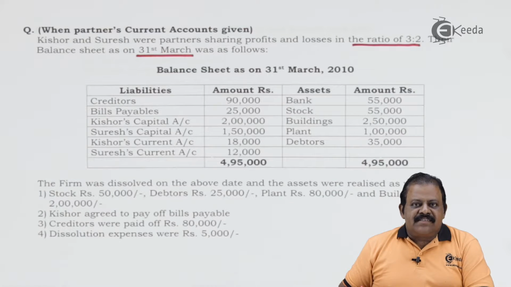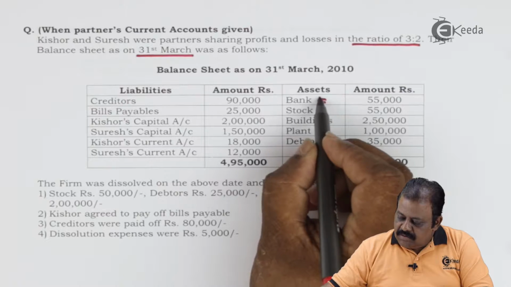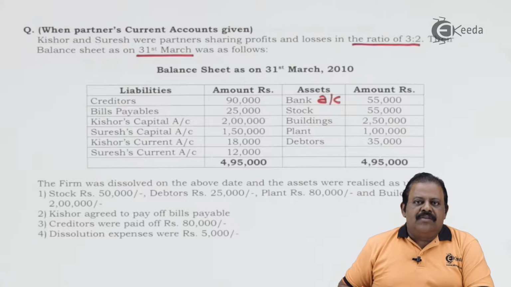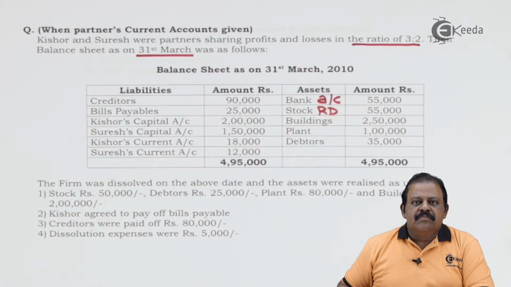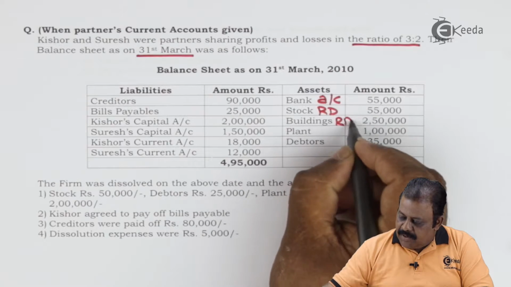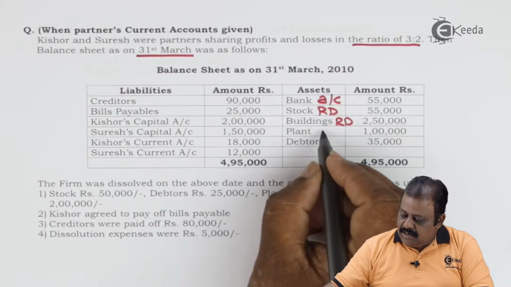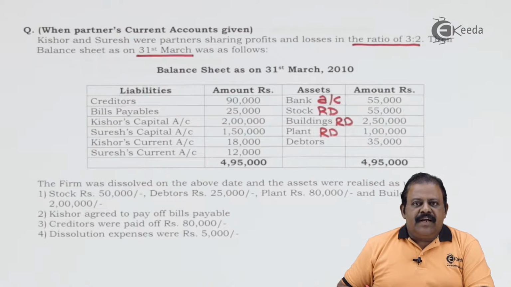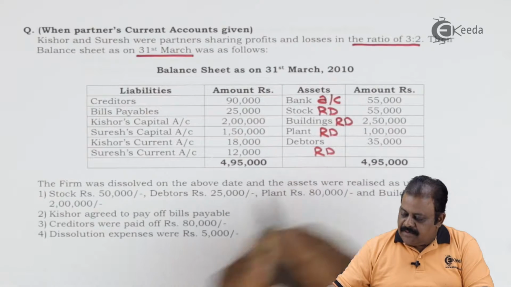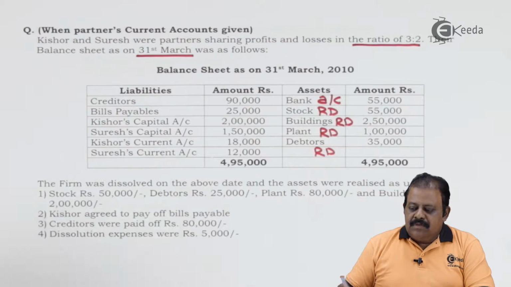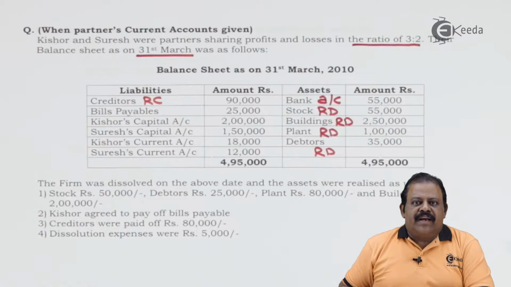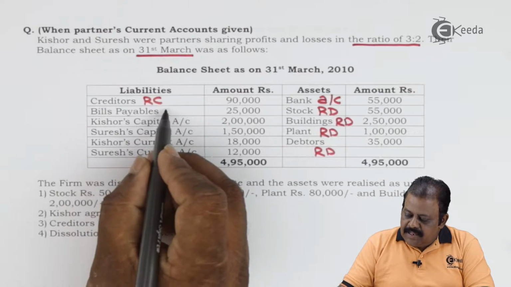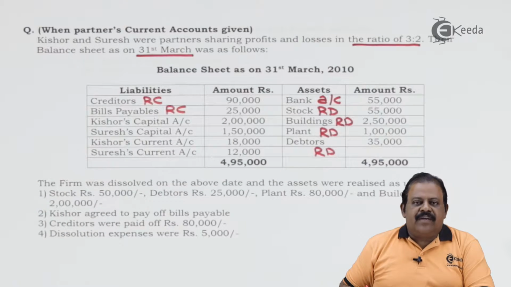Let us go through the asset side. Bank account, it will be transferred to the bank account debit side to balance brought down. Stock, realization account debit. Building, realization account debit. Plant, realization account debit. Debtors, realization account debit. Liability side, creditors, realization account credit. Bills payable, realization account credit.